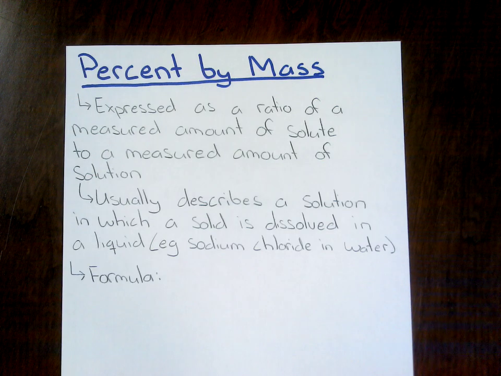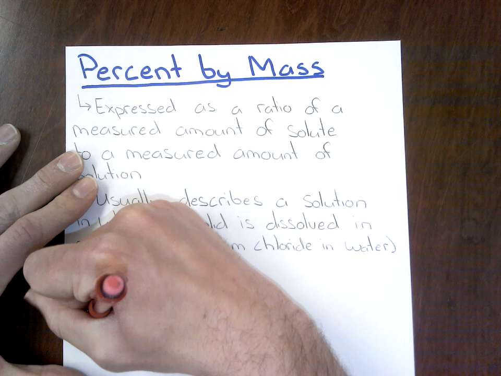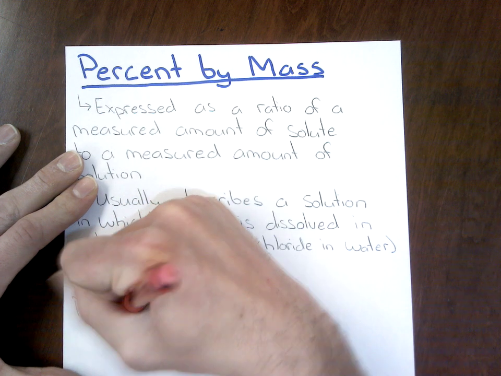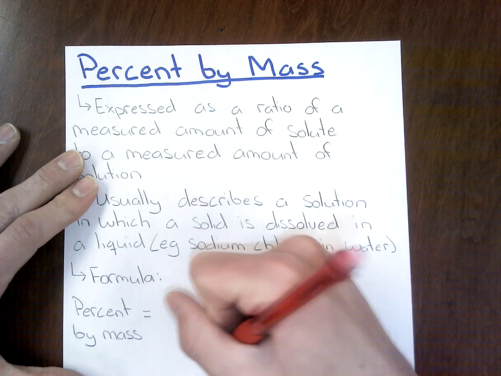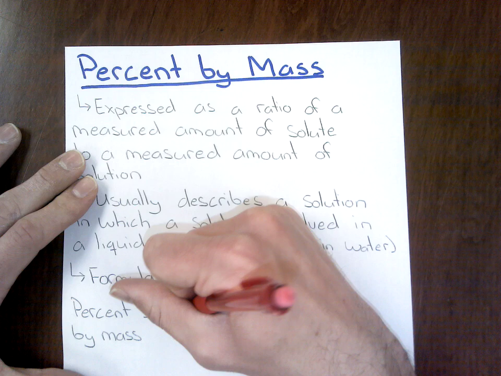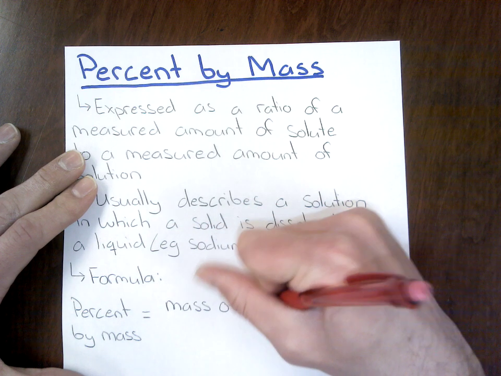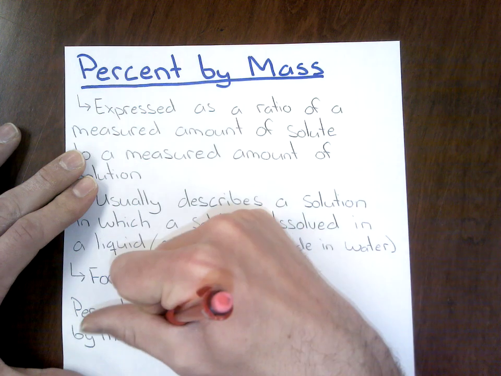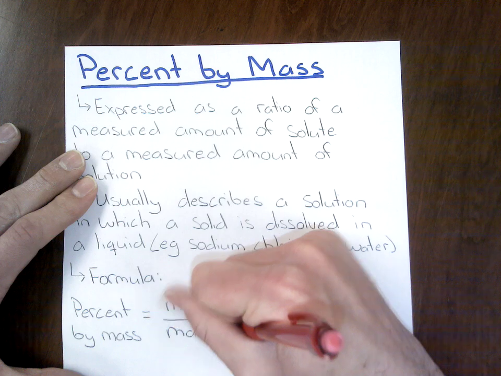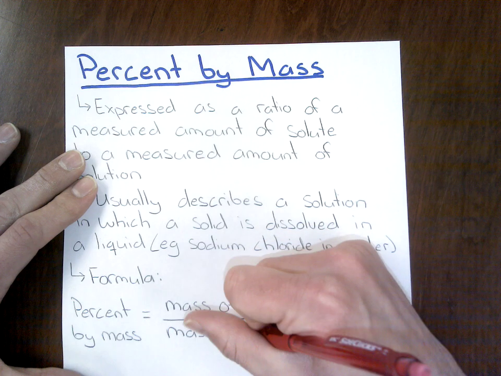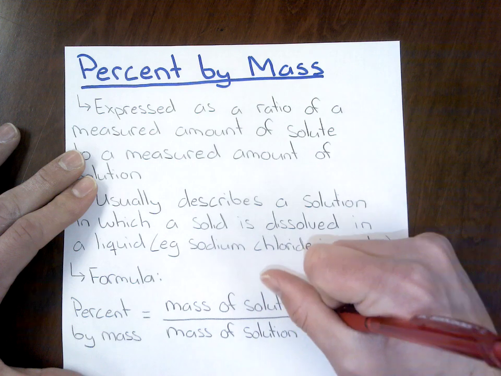The formula for percent by mass is as follows. The percent by mass is equal to the mass of the solute divided by the mass of the solution. And because we have to have this as a percent, we are going to multiply this by 100.